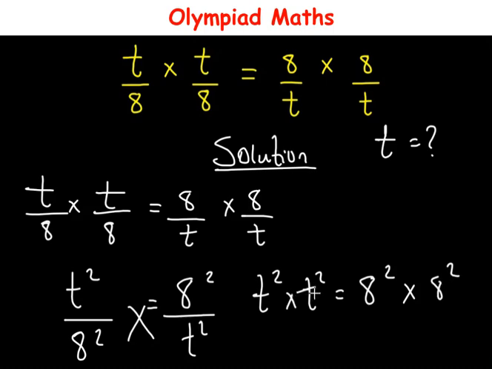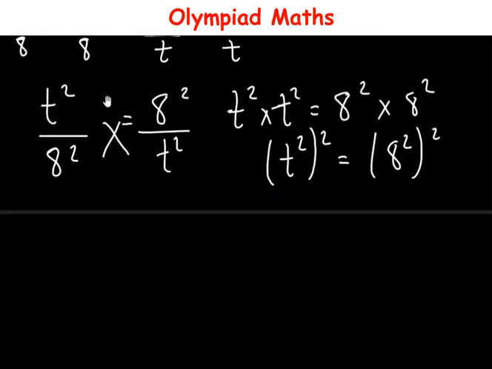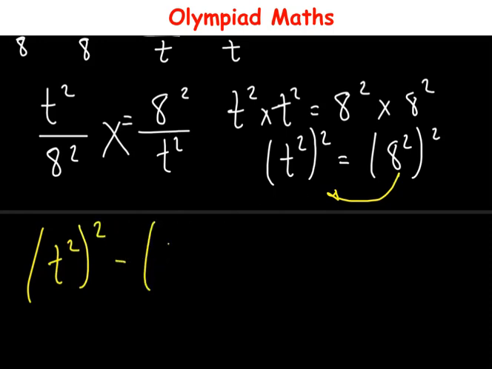Now, this can be written as, in brackets, t squared all raised to power 2, since we have t squared in two places, is equal to, same thing here also, this can be written as, in brackets, 8 squared all raised to power 2, because this is simply in two places. So from here, we are going to move 8 squared all raised to power 2 over to this side, so that it becomes t squared all raised to power 2, minus, in brackets, 8 squared all raised to power 2, is equal to 0.